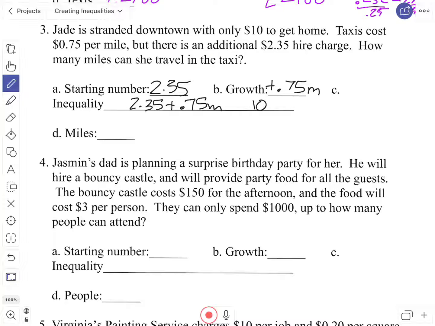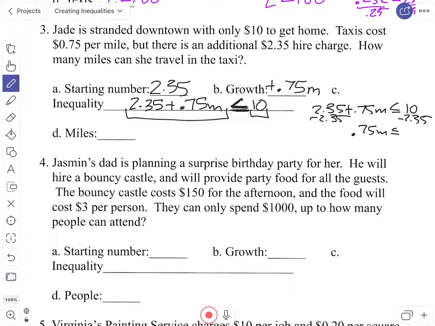She has $10. Okay, now it can't cost, this part representing the taxi can't be more than this. So again, we're going to go like this. It could be equal to, but it can't be more than. So again, to solve it, we kind of follow that same process that we've been doing, right? We take the starting number, subtract it, then we end up dividing. So 10 minus 2.35, 7.65, divide by 0.75.